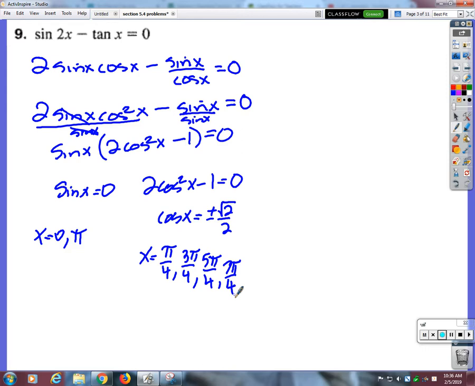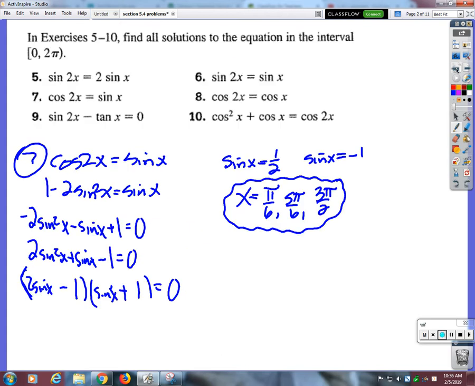So that one is rough. It would be, except the interval that they want the solutions on does not include 2 pi. But yeah, you're right. Okay?